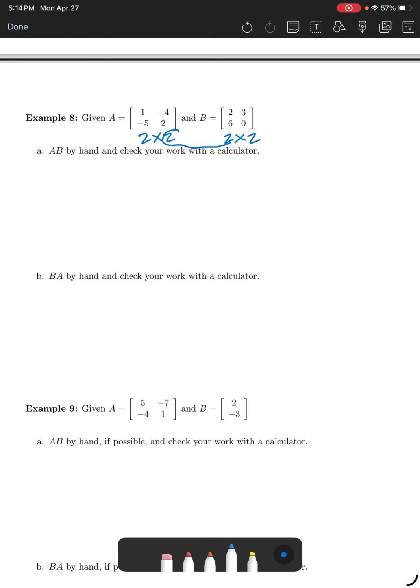So the sizes work out, and we're going to be able to multiply these, and our answer will be a 2 by 2. So we take the first row times the first column. I'm having issues with my devices. Sorry about that.